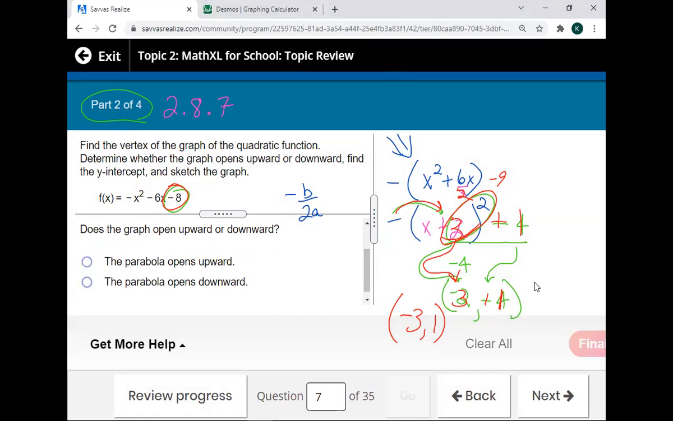Does the graph open upward or downward? Remember the coefficient on the x squared. In this case, we have that negative out there, so it opens downward. So that one's pretty easy. I don't think I can mess that one up. Pretty confident on that one.